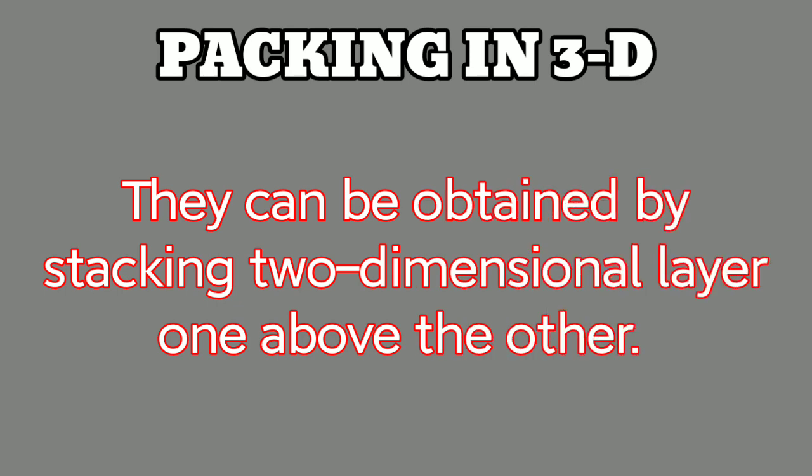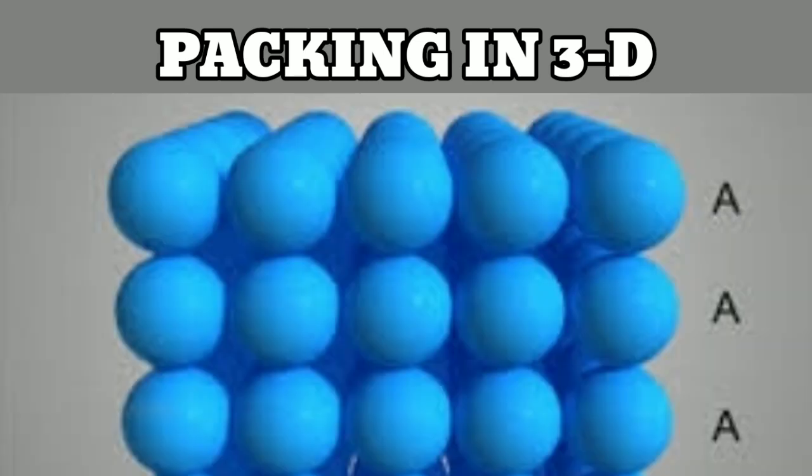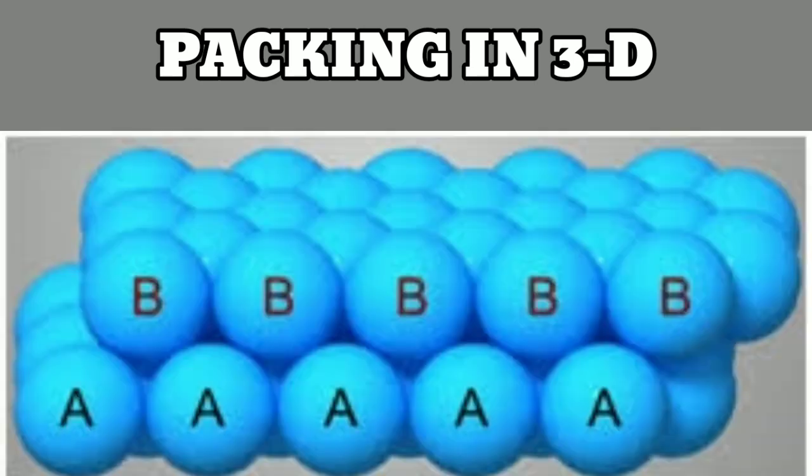Packing in 3D. They can be obtained by stacking two-dimensional layers one above the other. It is also of two types. The first is obtained by placing a second square close packed layer above the first. Thus this lattice has an AAA type pattern. The other type is hexagonal close packing. The spheres of the second layer of 2D HCP are placed in the depressions of the first layer and thus form an ABAB type of lattice.